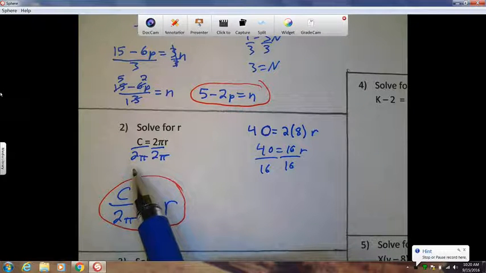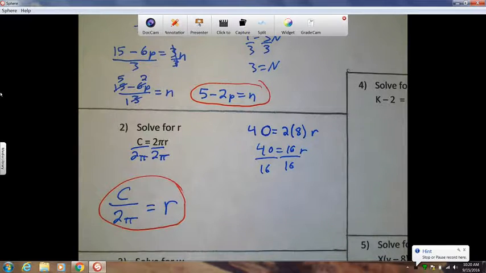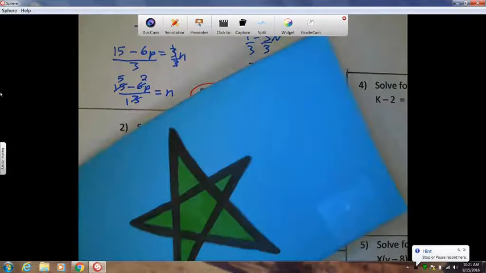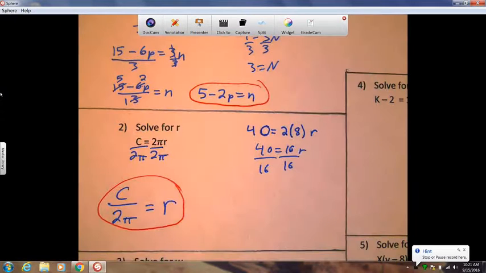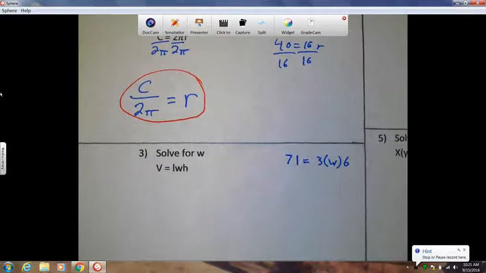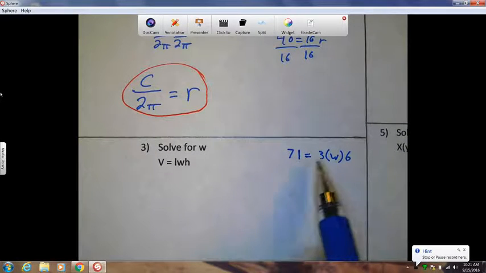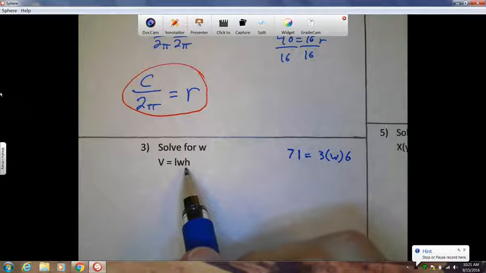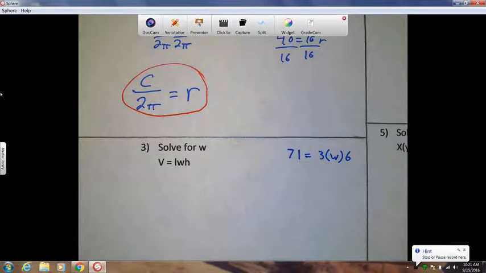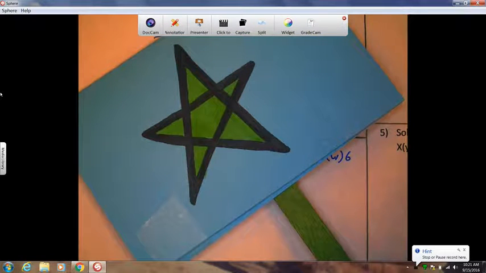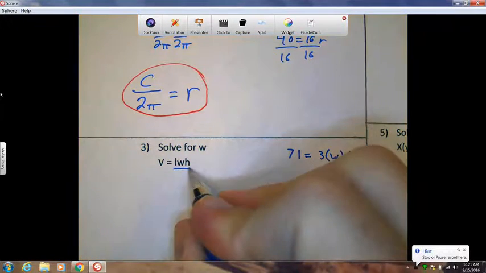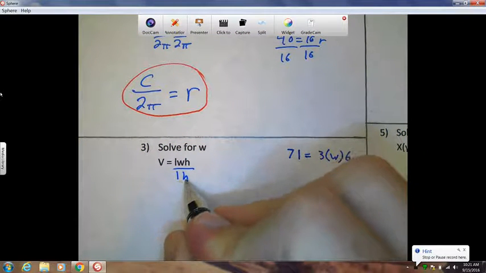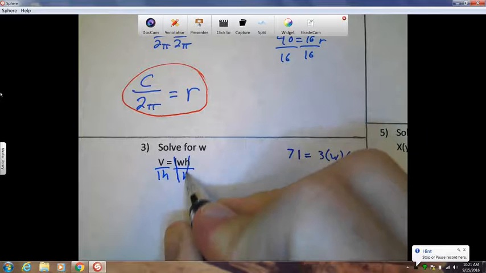I'm going to show you that on number 3 too. Divide by both of those at the same time. Number 3, I'm solving for W. So here's my example. But what I have is L multiplied by W multiplied by H. So all I have over here is multiplication. So I'm going to divide to undo it. Remember, this is what I showed you to watch out for: divide by both at the same time. So I'm dividing by L and H. So my volume divided by length times height is equal to the width.